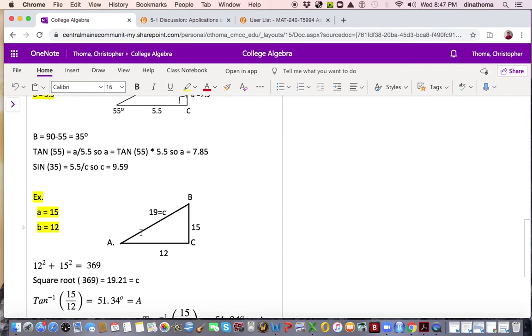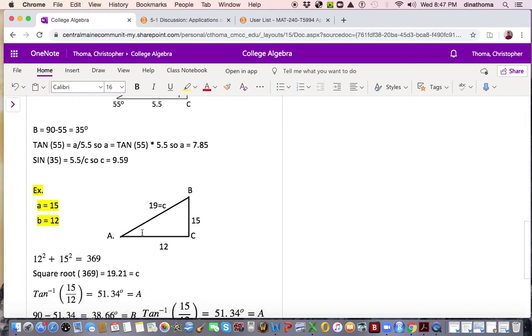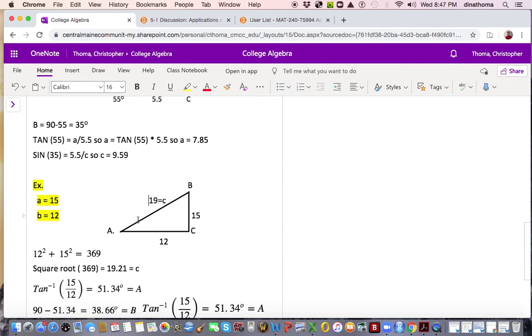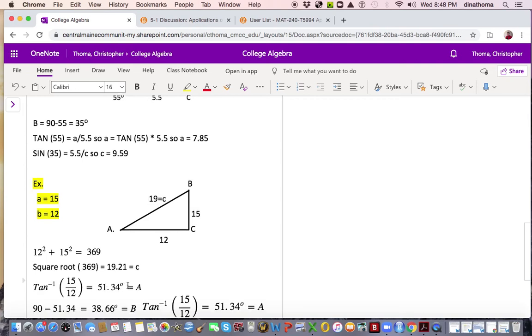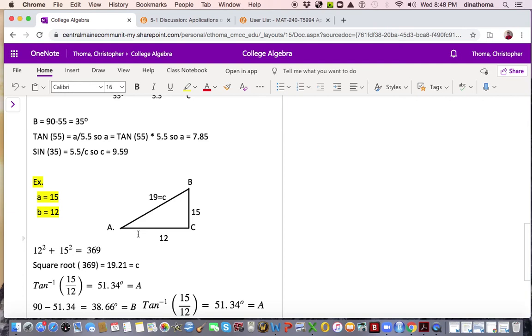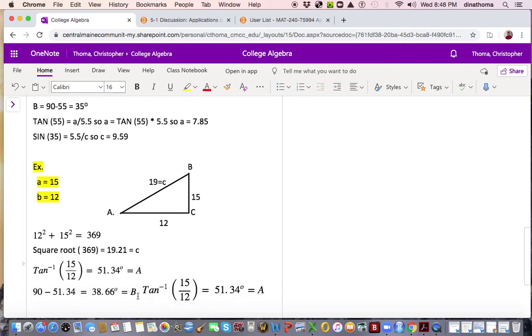All right, and now I got to find one of the angles. Well, again, I stick with tangent, and I'm going to do A. So the tangent of A is opposite, 15 over adjacent, which is 12. So I put 15 over 12. And now, because I am looking for an angle, I use the -1 key on my calculator. So I do tangent -1 of 15 over 12, and I get 51.34 degrees. So we know angle A is 51.34. And now I use the 90 trick. 90 minus 51.34 equals 38.6, which equals angle B.